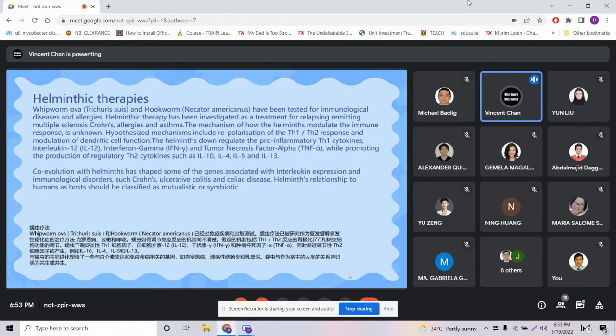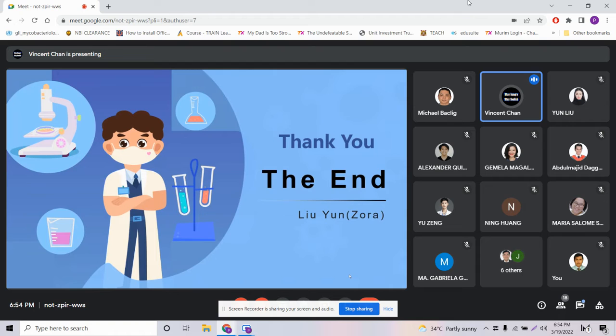The co-evolution with helminths has shaped some of the genes associated with interleukin expression and immunological disorders such as Crohn's, ulcerative colitis, and celiac disease. Helminths' relationship to humans as hosts should be classified as mutualistic or symbiotic. Okay, that's all for my presentation.